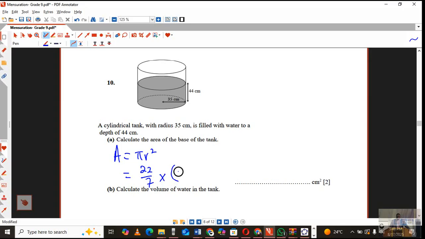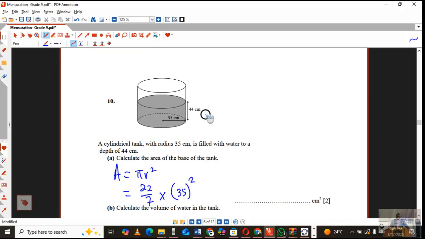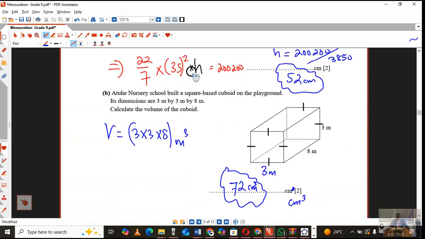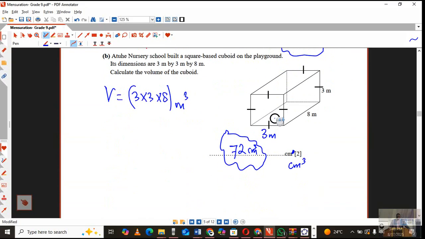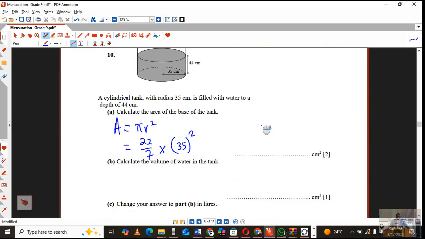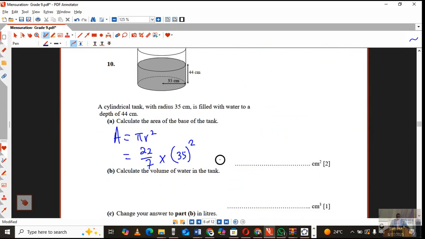So it's going to be 22 over 7 times 35 squared. Now, why do I think that we have done this one before? Let's see. 22 over 7 times 35, of course, we've got 3,850. No need to calculate it again, but you can if you want to. So that is 3,850. That will be the area of the base there.